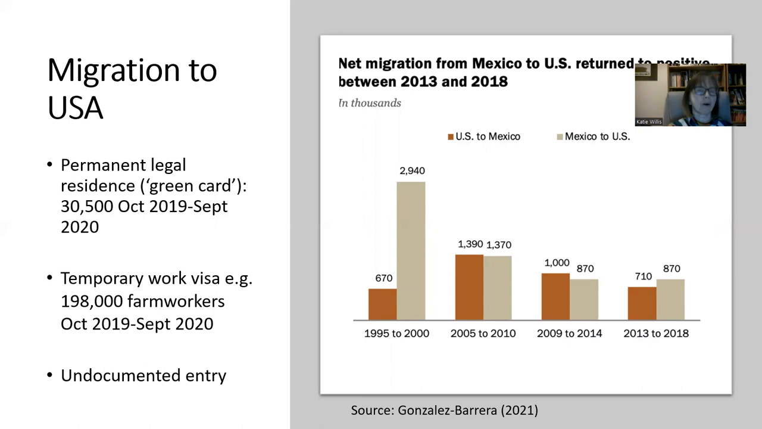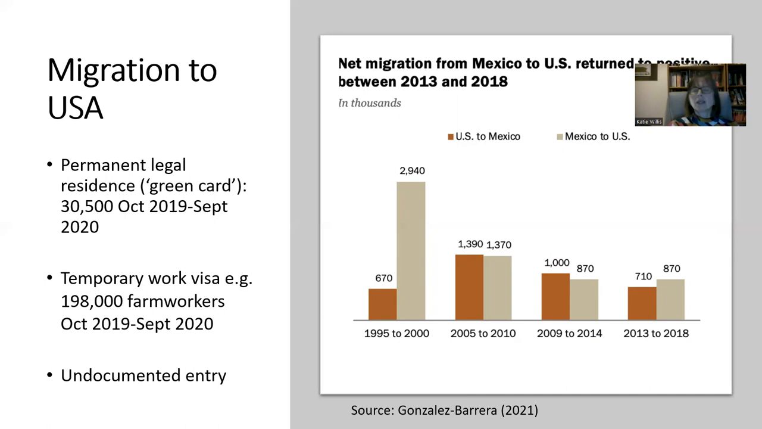So between October 2019 and September 2020, nearly 200,000 Mexicans were given visas to go and work as farm workers in the USA. There are also visa schemes to work in industry, but there are also visa schemes to work in more skilled occupations. But we also do have people who are entering the US from Mexico without the documentation that the US government requires. So we've got these flows. People are trying to move to the USA for employment, and they may use different routes for that.